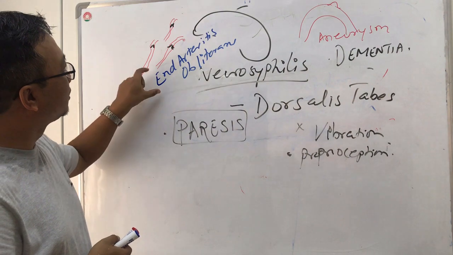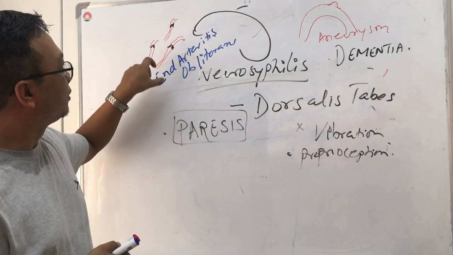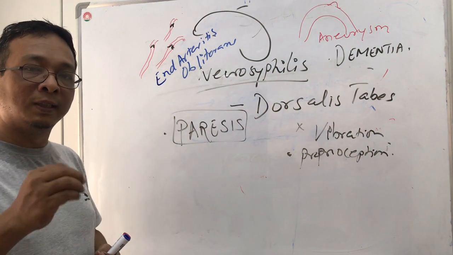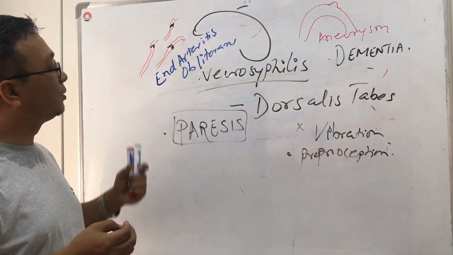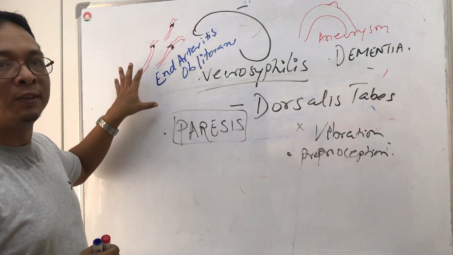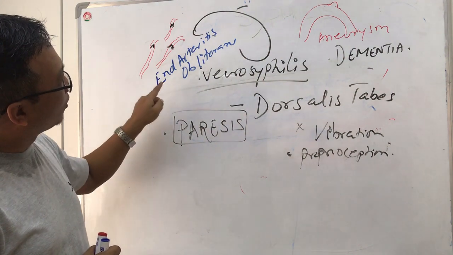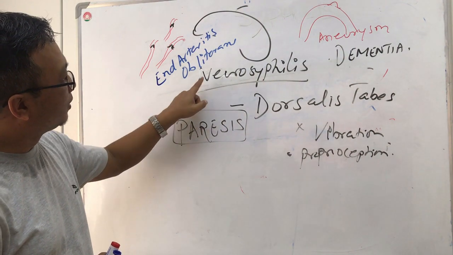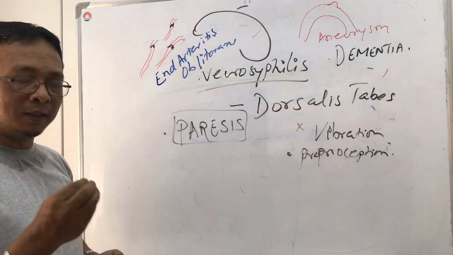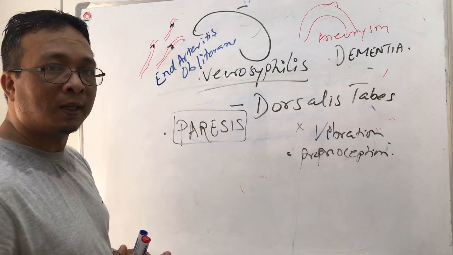But this is not a diagnostic point for tertiary syphilis, because end arteritis obliterans is also found in radiation poisoning or in tubercular meningitis. But it is often seen in tertiary syphilis. So along with tertiary neurosyphilis, end arteritis obliterans, and aneurysm in the aortic arch, it also affects the eyes.